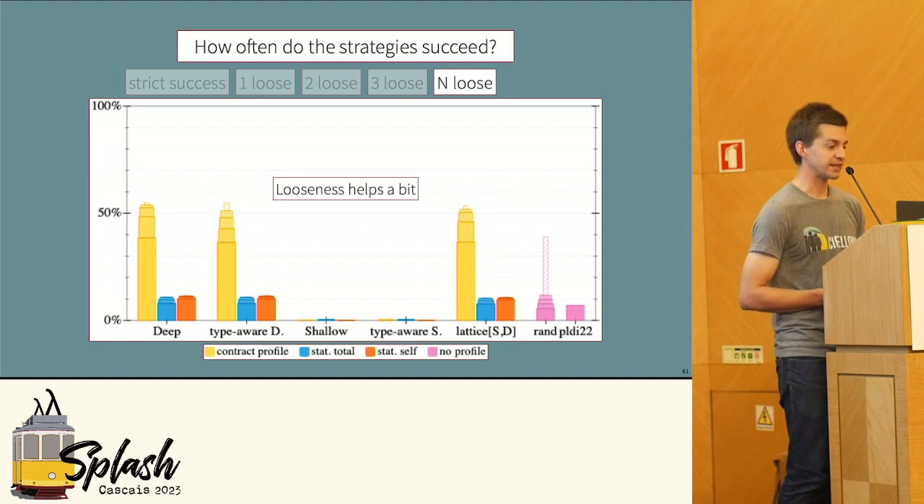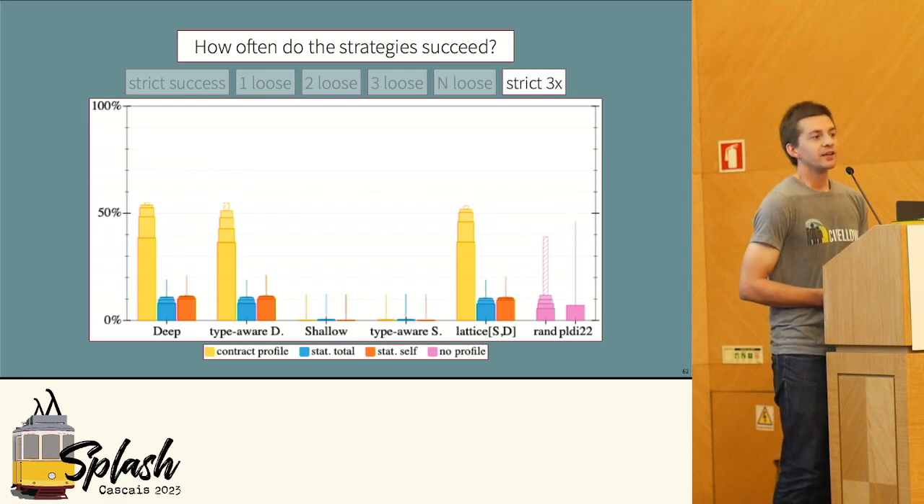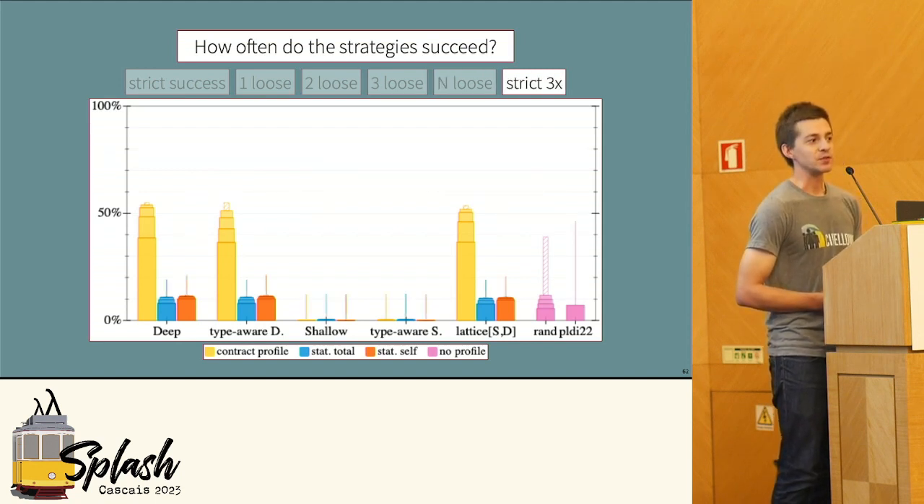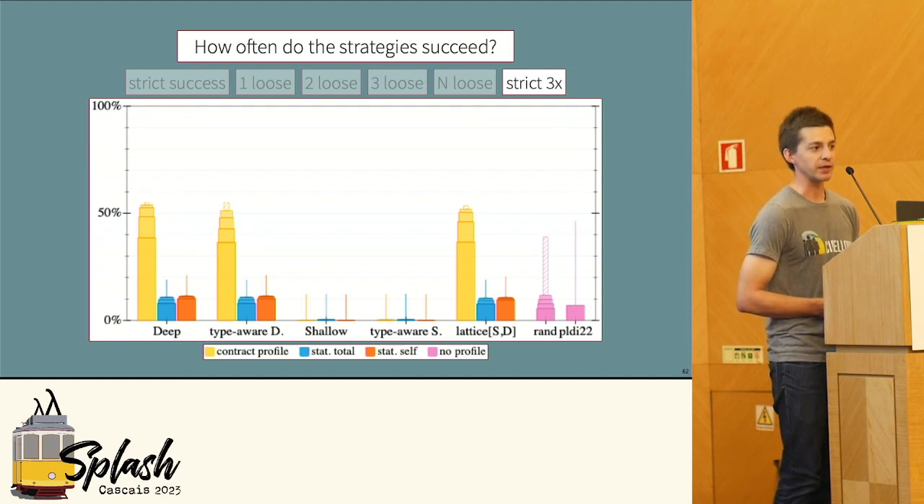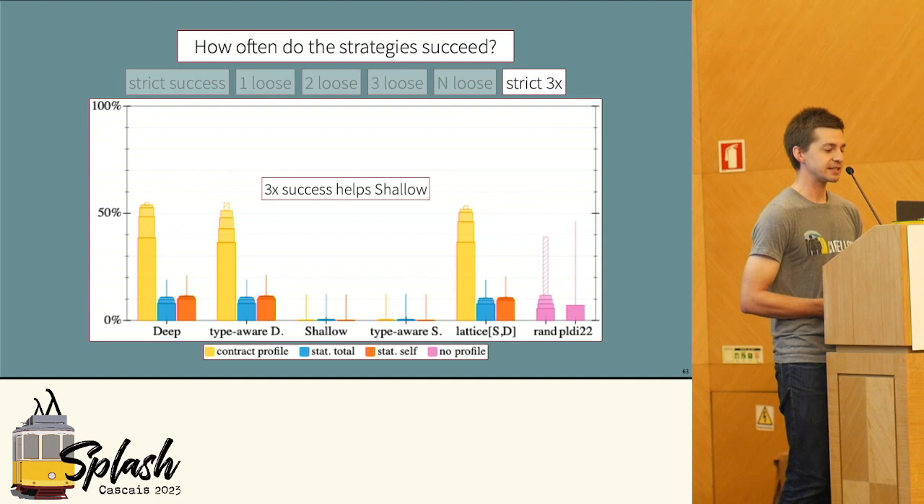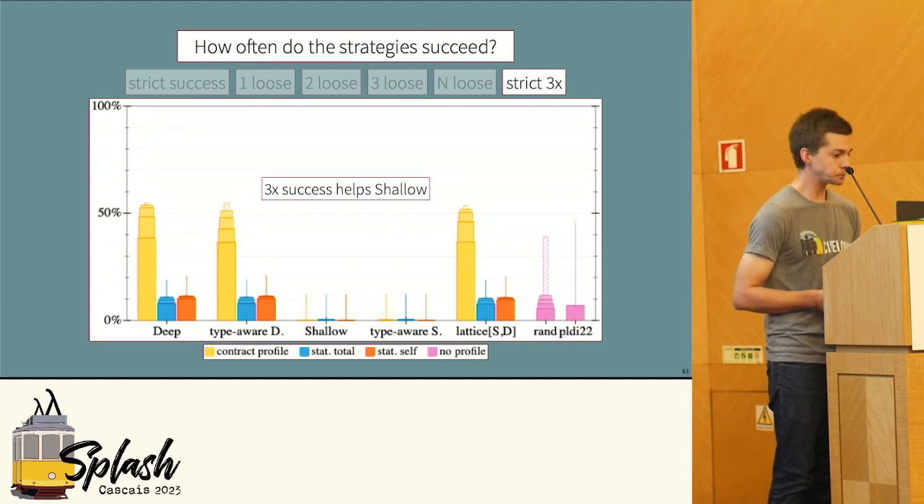One more plot to look at. What if we change the goal line? So instead of looking for something that's a 1x slowdown, just as fast as untyped, we look for 3x. And we see that this helps the shallow strategies a bit. So they're able to achieve a 3x goal line, but it does not help the others very much. So if we were already successful at the 1x mark, changing to 3x doesn't make things much more usable.